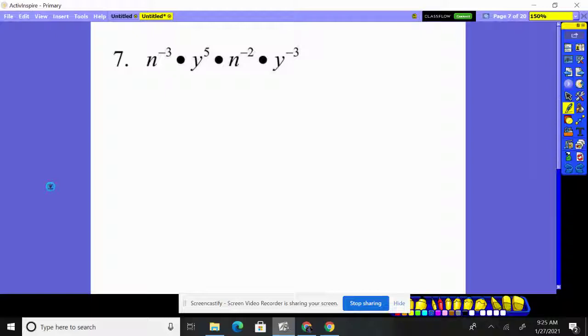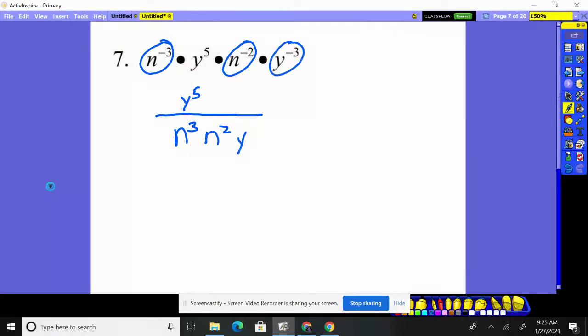Number 7 has quite a few pieces, but we can see it's going to be a fraction because we have some negative exponents. That's going to be in the bottom. Y to the 5th is up top. That's going to be in the bottom. And that's going to be in the bottom. This looks just like a problem I think we may have already done before. I don't know. Either way, no big deal.